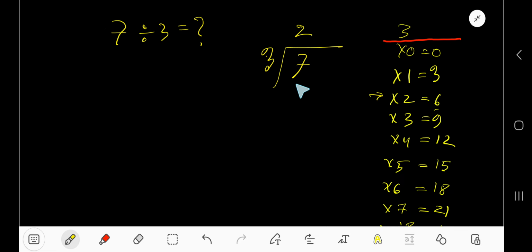Write 2 here. 2 times 3, 6. If you subtract, you get 1. So our answer is 2, remainder 1.